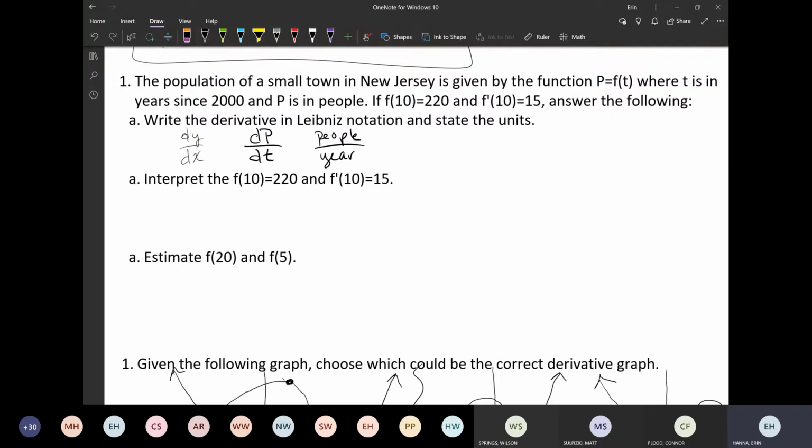Beautiful. All right, cool. People per year. Interpret f of 10 equals 220 and f prime of 10 is 15. Well, now I can't see the chat. I got this.